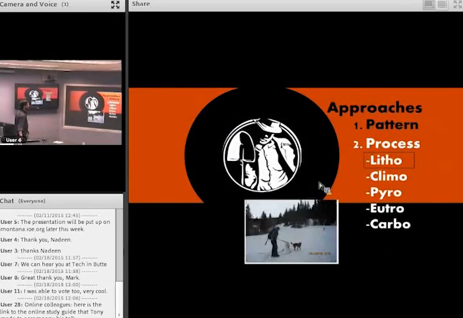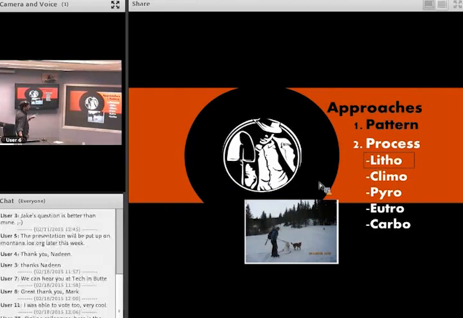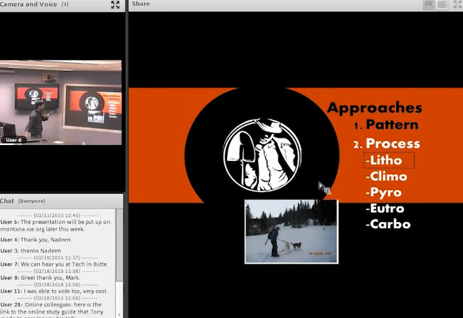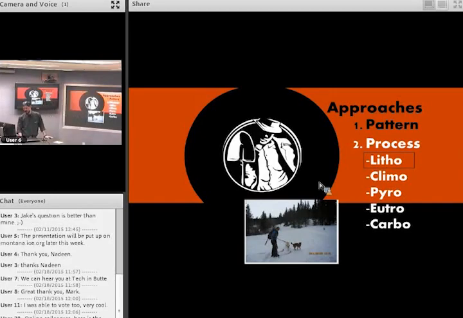So here are some baby steps, and I'm going to focus mostly on my master's student's project. I really do not have time to talk about these other projects, but we know it as the litho sequence work, and I'll explain what that means. He's also done some climo work, Russell's done some pyro work, I'll talk about that very briefly. I'm not going into utro or carbo, but happy to answer questions if you've got them.